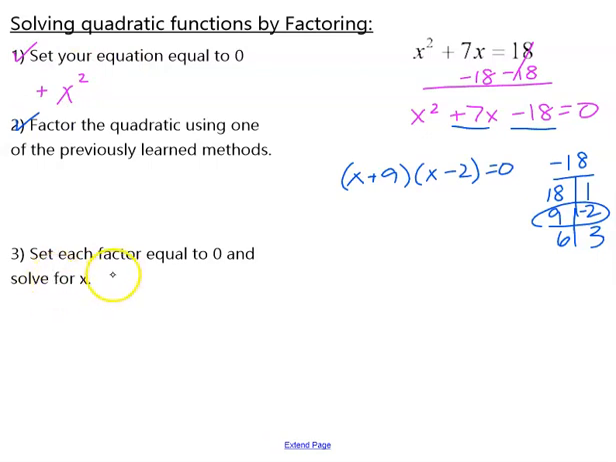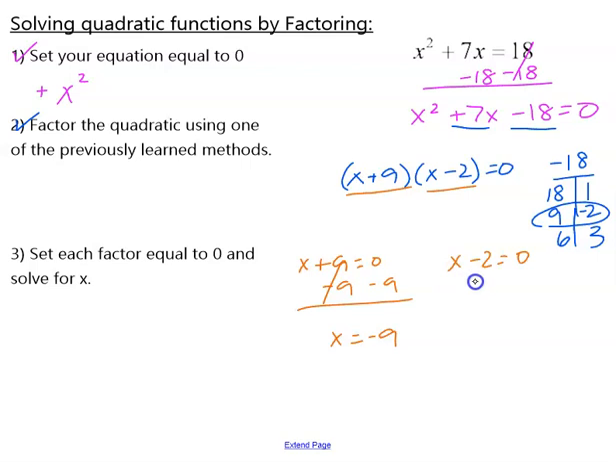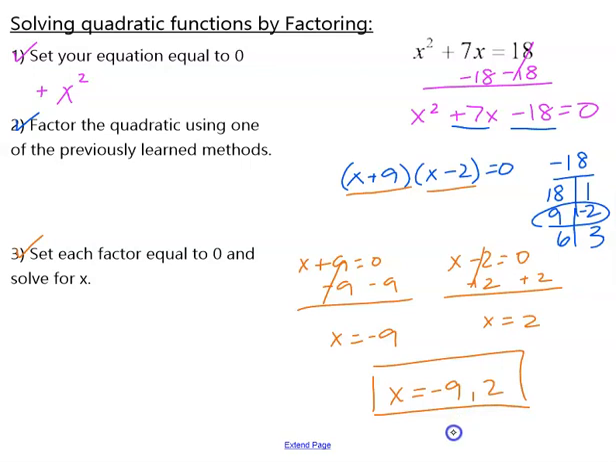Step 3 asks us to set each factor equal to 0 and solve for x. So we'll take x plus 9, set it equal to 0, and solve for x. We get x equals negative 9, and we need to do the same for our other factor. x minus 2 equals 0, solve for x, and we get x is equal to 2. So our final answer is x equals negative 9 and 2.